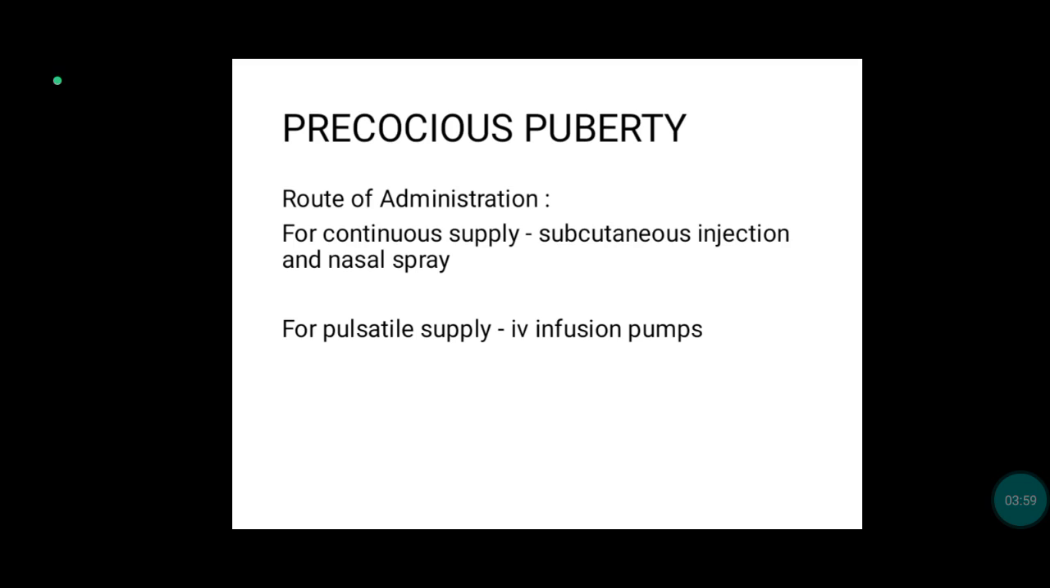Regarding the route of administration of GnRH agonist, for continuous supply, the GnRH agonist can be given as subcutaneous injections and nasal sprays. For pulsatile supply of GnRH, it is given in the form of IV infusion pumps. Pulsatile GnRH is used in treatment of delayed puberty and infertility for ovulation induction.